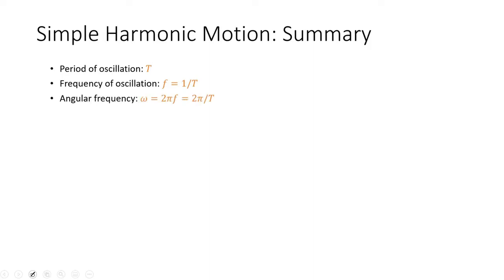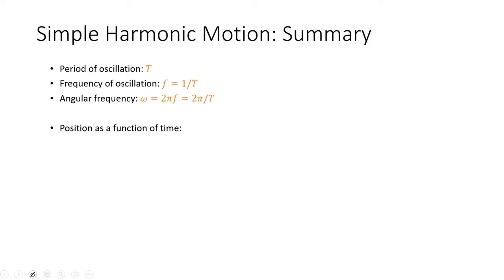Okay, we also defined this quantity called the angular frequency. It's related to the angular speed when we think about the relationship between simple harmonic motion and a point mass in uniform circular motion. But in general, angular frequency omega is just 2 pi times f, or in other words, it would be 2 pi divided by the period T.